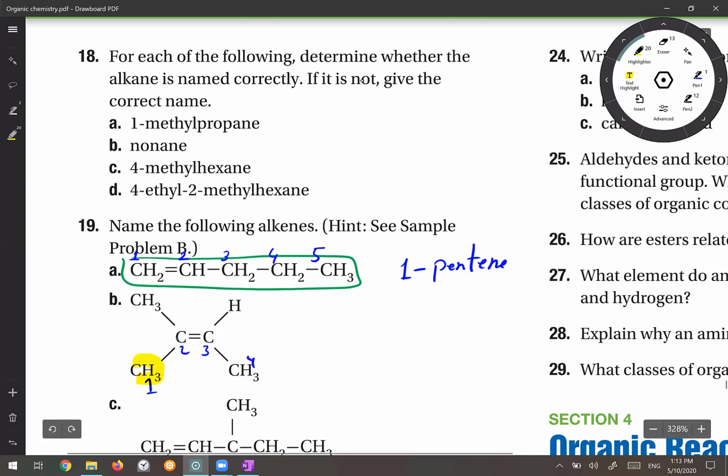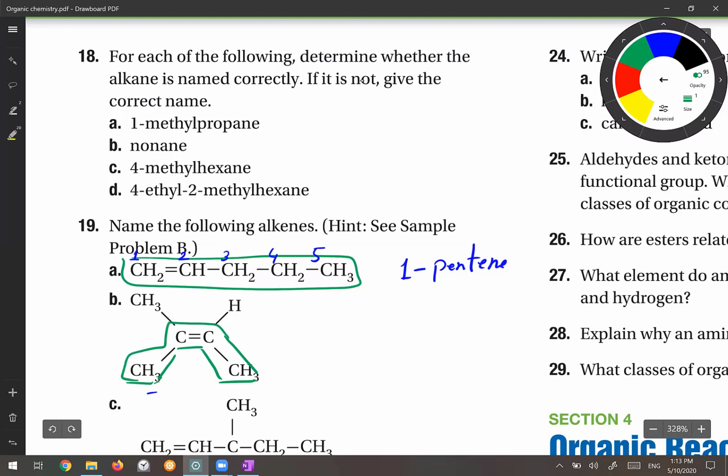How many branches do you have here? What are your branches? Only one methyl. Only one methyl, exactly. Okay, so I have only one methyl branch here. From which side do I have to number it?